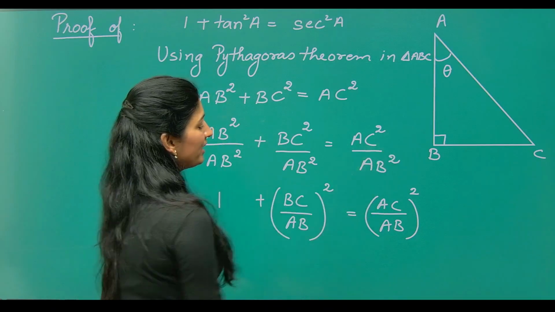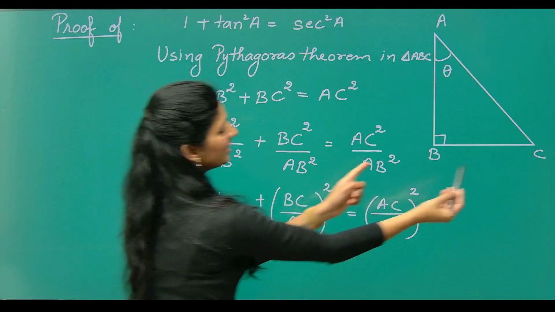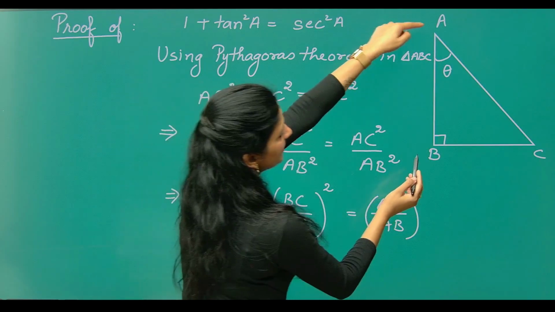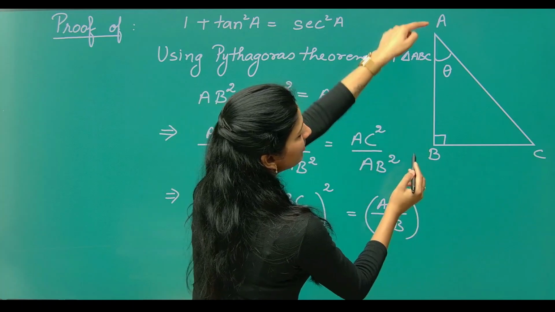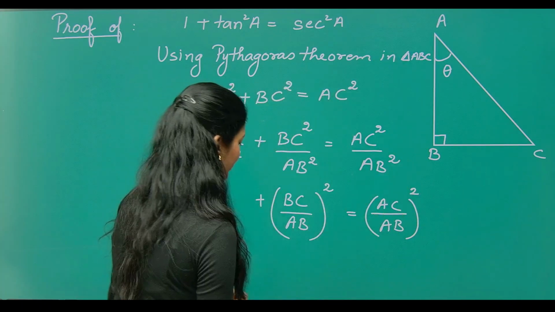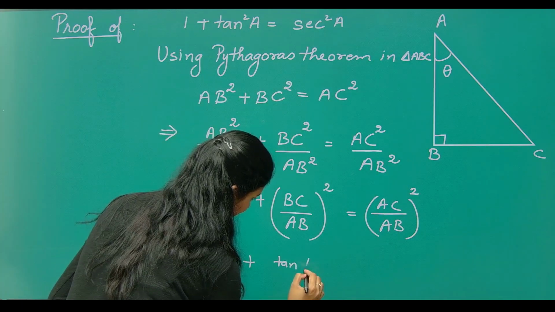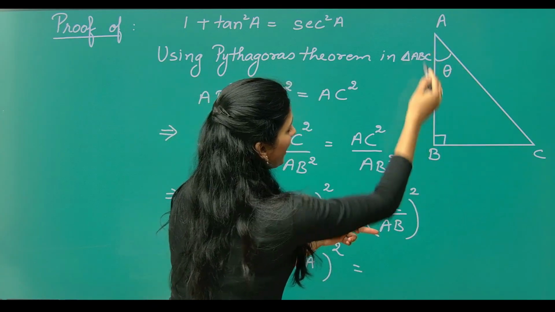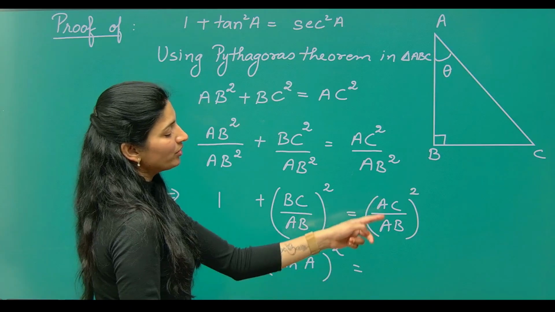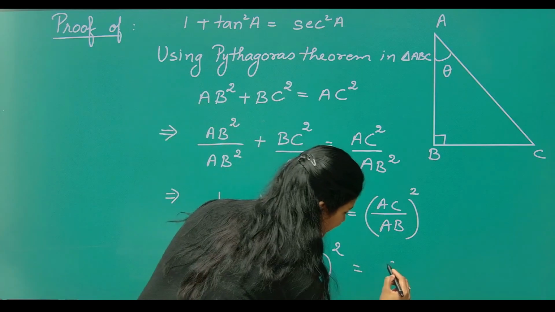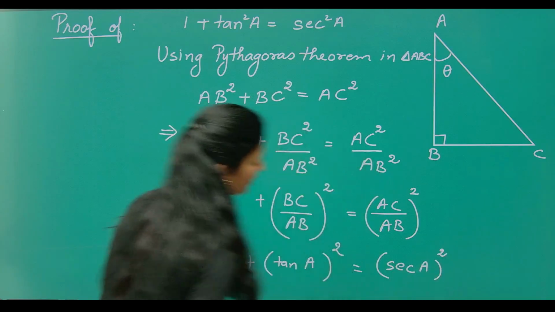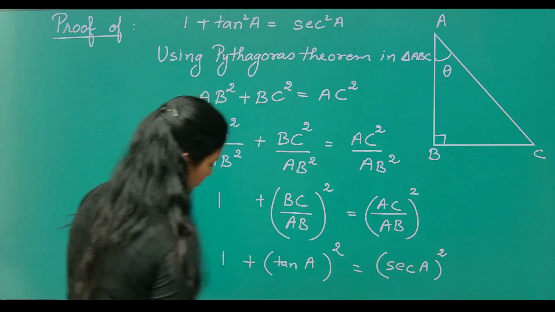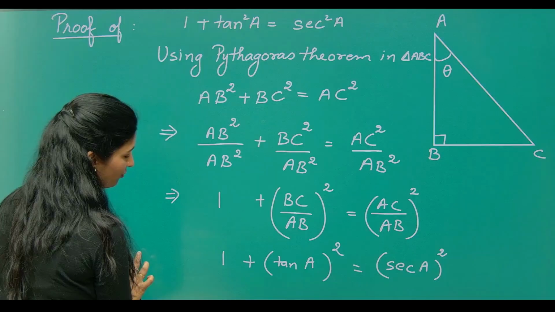Now from the figure, we can easily identify that BC is the perpendicular for this angle theta and AB is the base. So perpendicular divided by base gives me tan theta. Now AC is the hypotenuse and AB is the base. So hypotenuse divided by base is sec theta. So I finally get 1 plus tan A whole square is equal to sec A whole square. And this is the final proof of the identity.